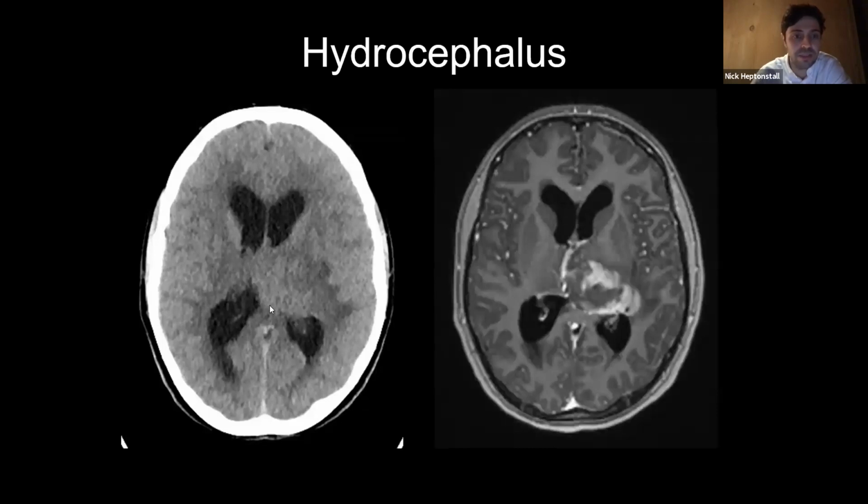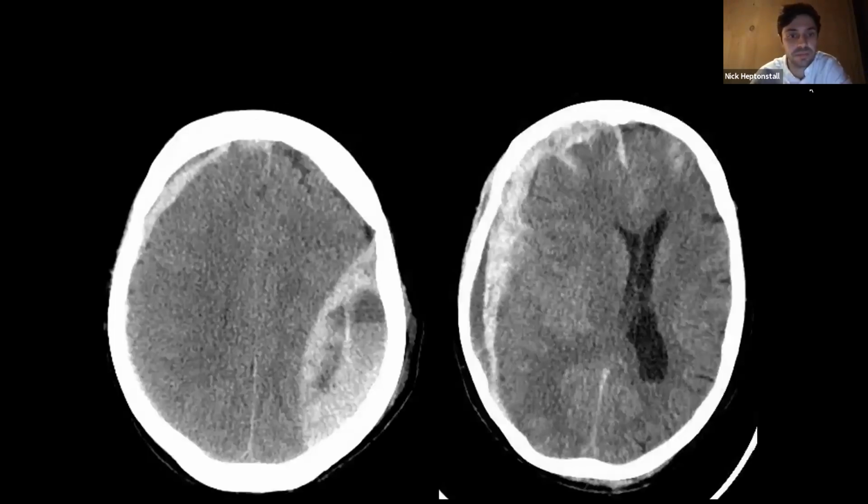So in the thalamus here, you've got an area of increased attenuation with some surrounding edema. And this is a contrast enhanced T1 weighted image. And this area of bright is essentially the enhancement of the tumor. And this was a thalamic glioma. And then this is the last case.